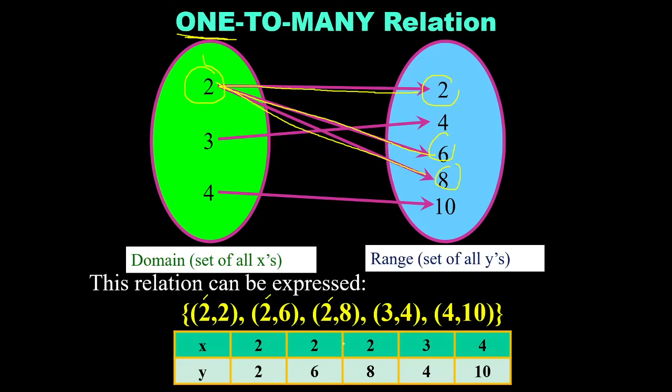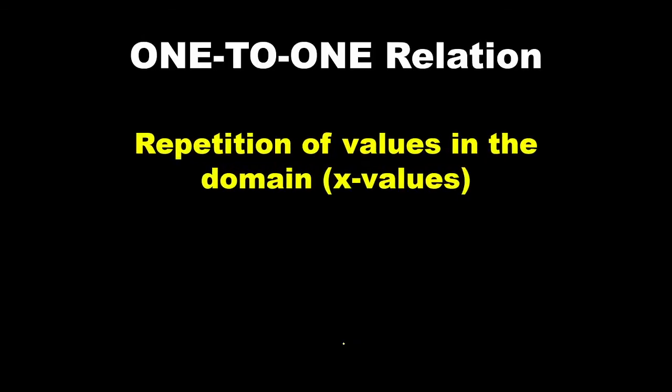2, 6, 8, 4, and 10. That's totally correct. And take note, there is no repetition in the range. Okay, let's have the properties here. This is not 1 to 1.